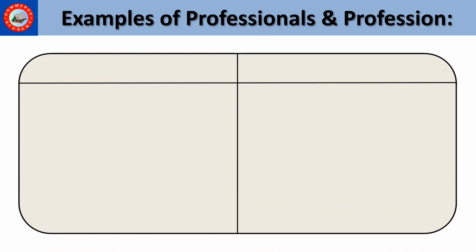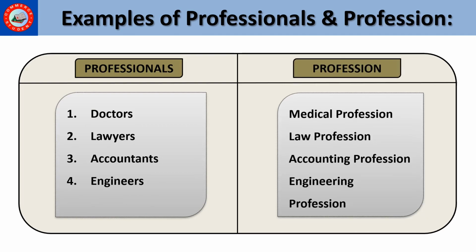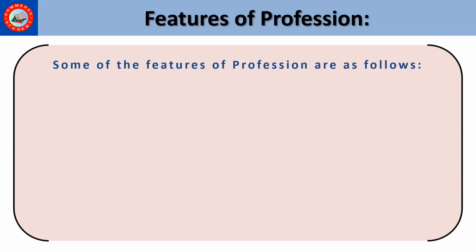Now let's look at some professionals and their respective profession. For doctor as a professional, medical profession is selected. For lawyer as a professional, law profession is best suited, and so on and so forth. Profession is a specialized field because you have to become an expert to be a professional. Some of the features of profession are as follows.